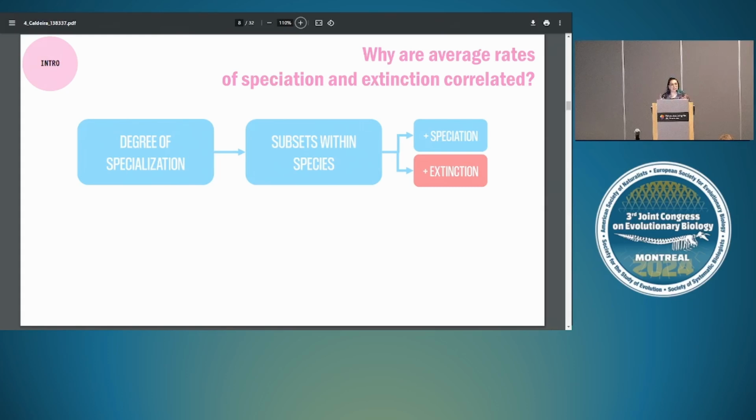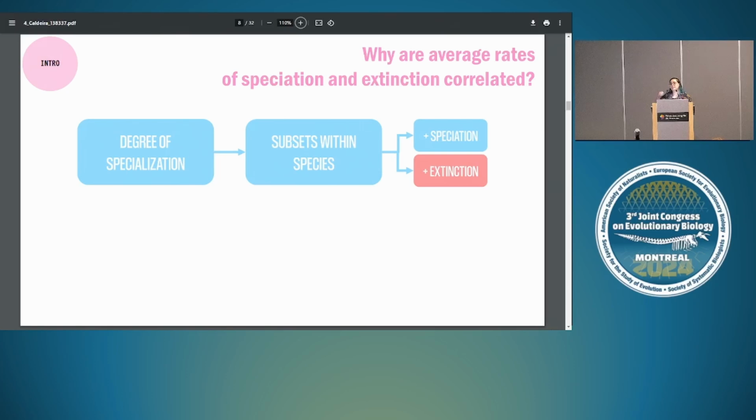We can imagine, for example, a species. And if a species has a high degree of specialization, then we expect the species to subset, because this specialization creates subsets, correct? We are going to see different groups of the same species. They can be populations or they can be subsets within populations.